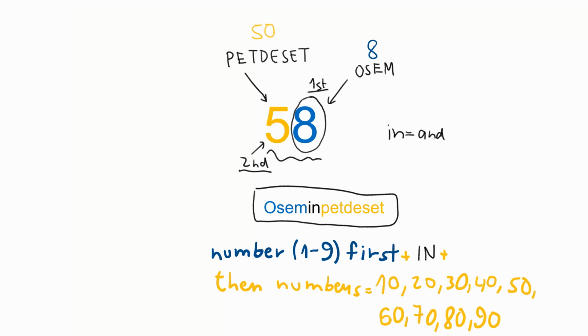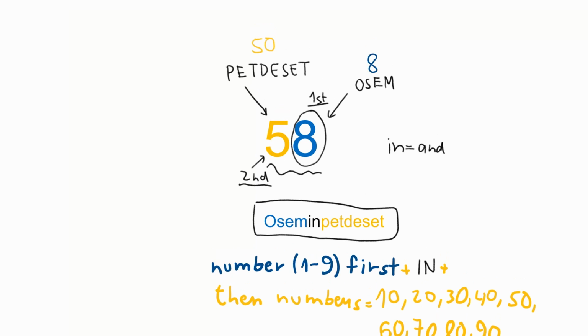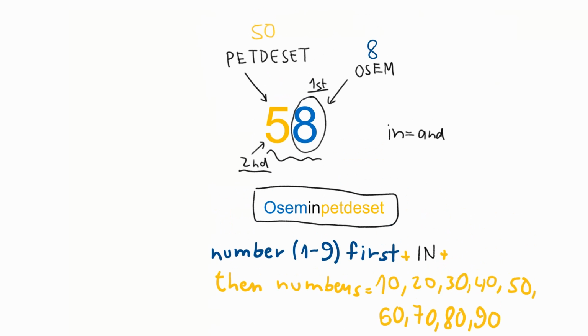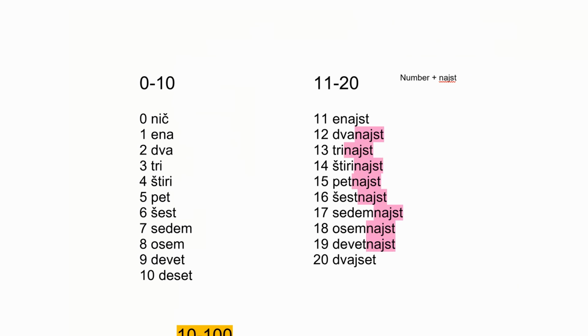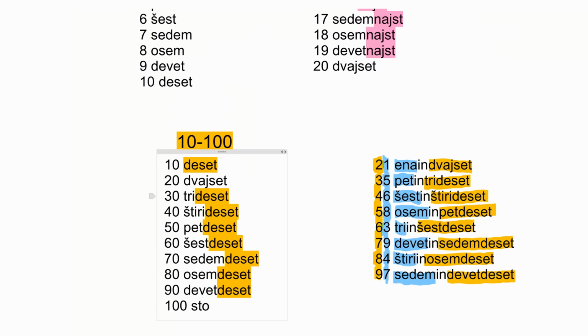In, of course, in Slovene means and, so you have to remember that. So 8 and 50. 8 in 50. Okay, 8 in 50. So it's the opposite than in English. 8 in 50. I hope that makes sense. So remember, learn these numbers and then learn this. Then we can move on when you know these, and let's get started.